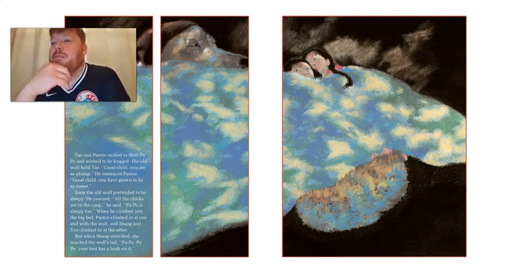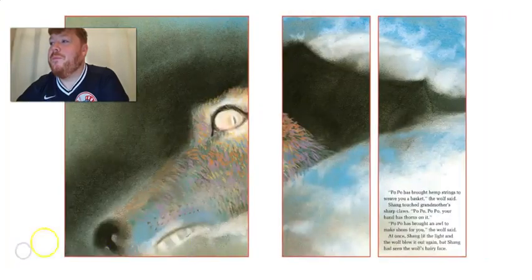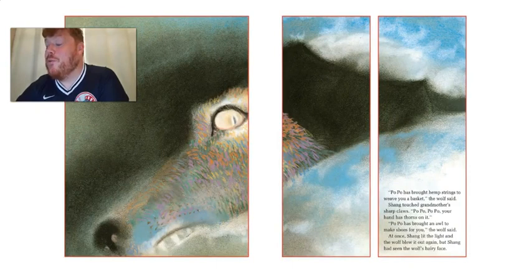Soon the old wolf pretended to be sleepy. He yawned. "All the chicks are in the coop," he said. "Po Po is sleepy too." When he climbed into the big bed, Peotzi climbed in at one end with the wolf, and Shang and Tao climbed in at the other. But when Shang stretched, she touched the wolf's tail. "Po Po, Po Po, your foot has a bush on it." "Po Po has brought hemp strings to weave you a basket," the wolf said.